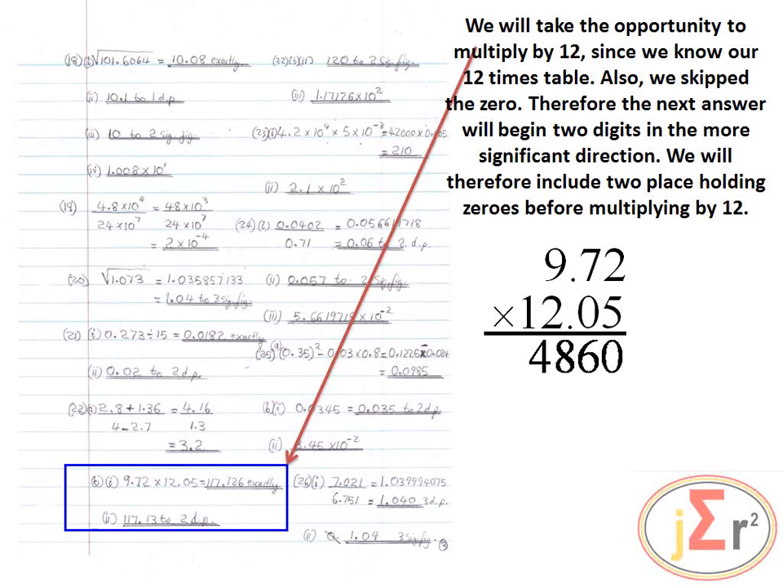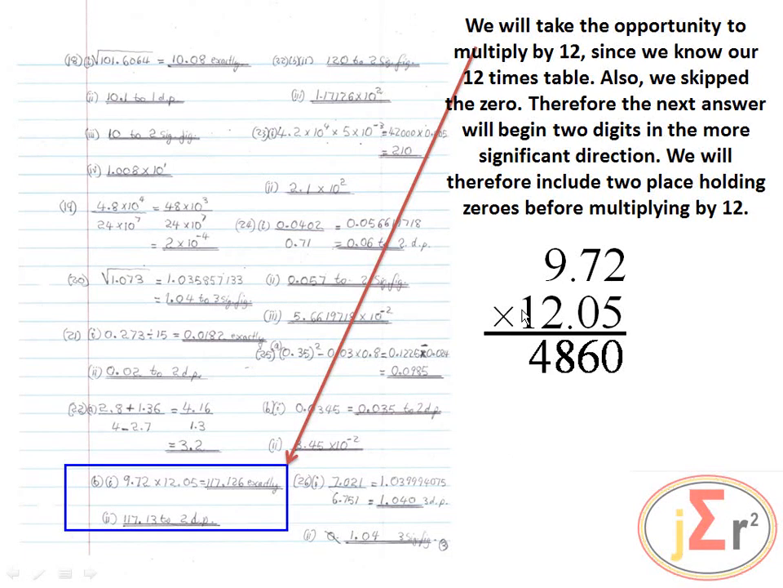We need to multiply by 12. Let's say that we did not do it this way, and we put the 12.05 here, then multiply by 9.72. What would we have to do? Multiply by 2, then multiply by 7, then multiply by 9. So we would have 3 rows of products.